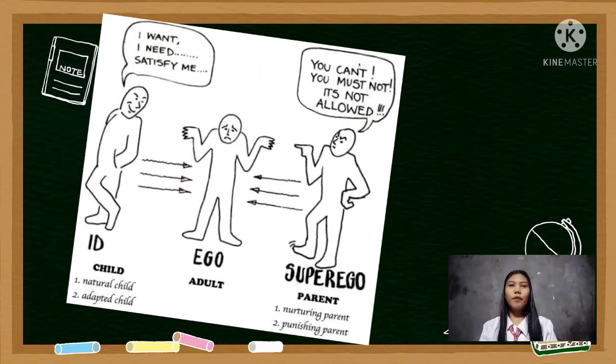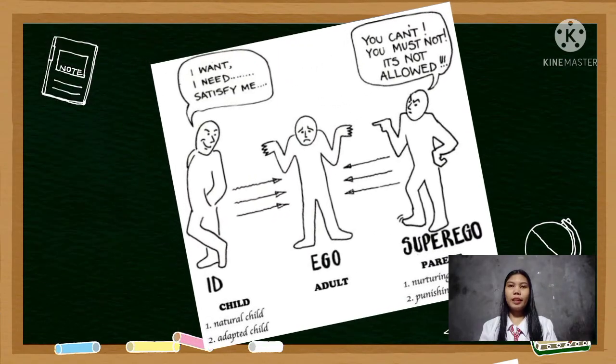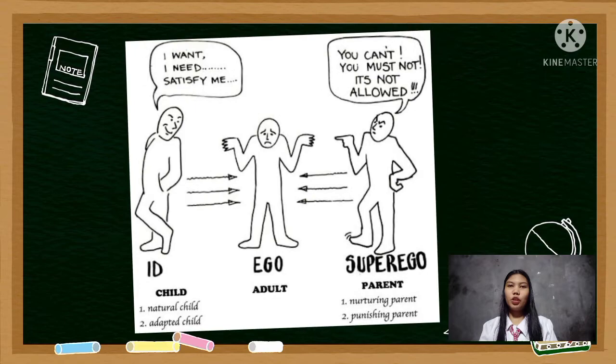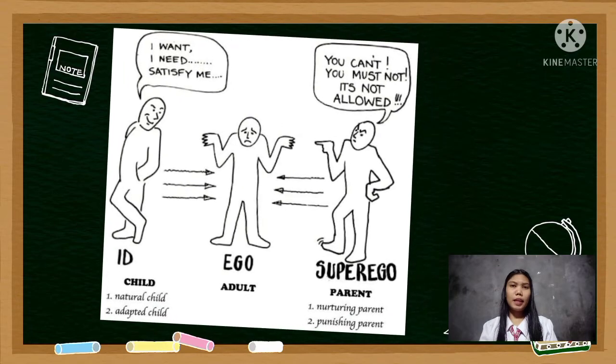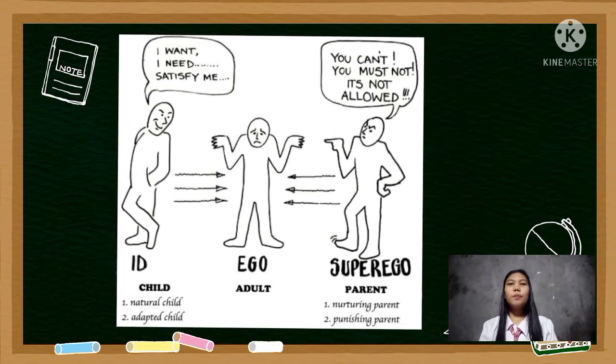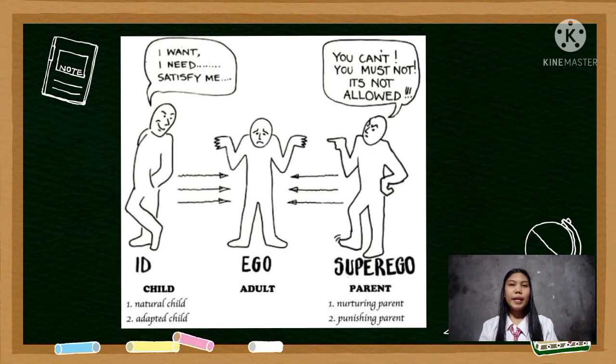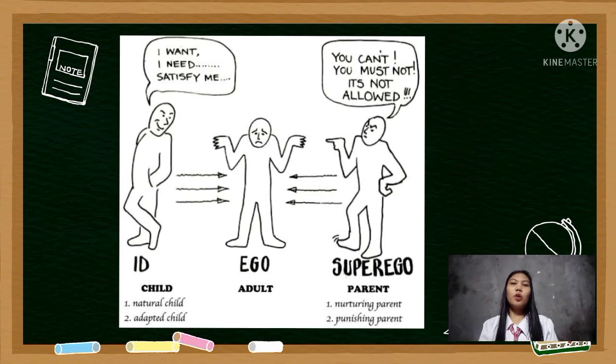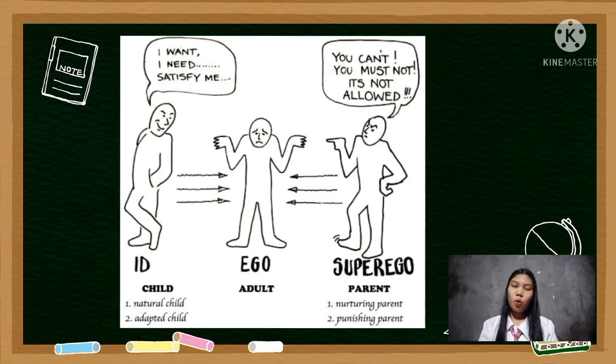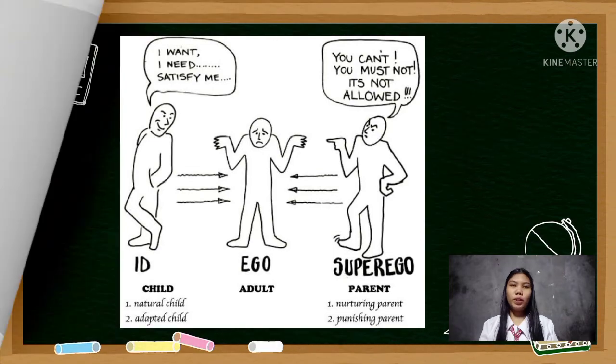So an example of these 3 is that the ID is trying to get you to do things like eat cakes and not go jogging. And the superego is trying to get you to make good decisions and be an upstanding person. So the ID and the superego are always fighting with each other, and the ego steps in between the two.